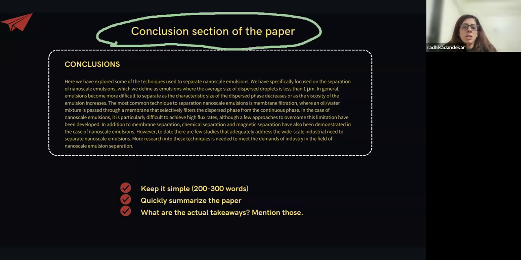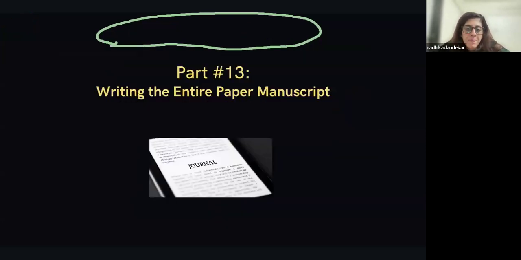Next, we move on to the conclusion section of the paper. The conclusion section has the same length as the abstract. It is a 200 to 300 word essay, and it summarizes your entire paper. It usually consists of your actual takeaways, which you have to mention in the conclusion section. It is again a simple and short section that can be written at the very end.